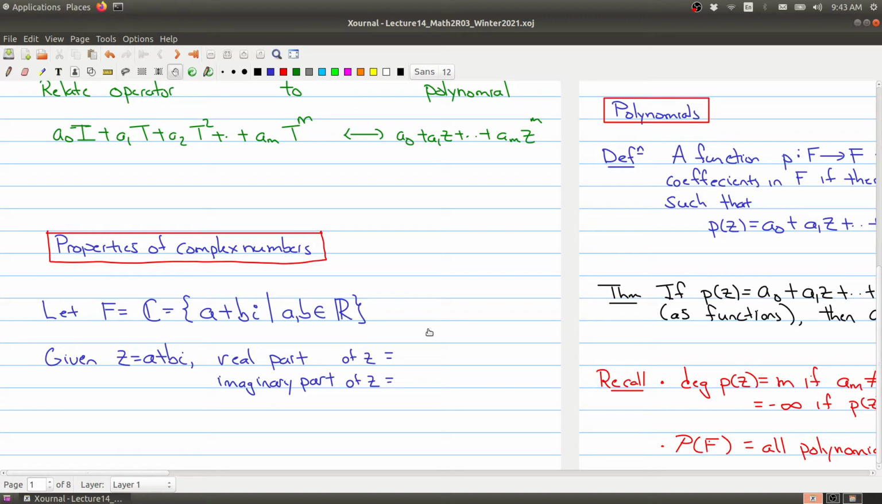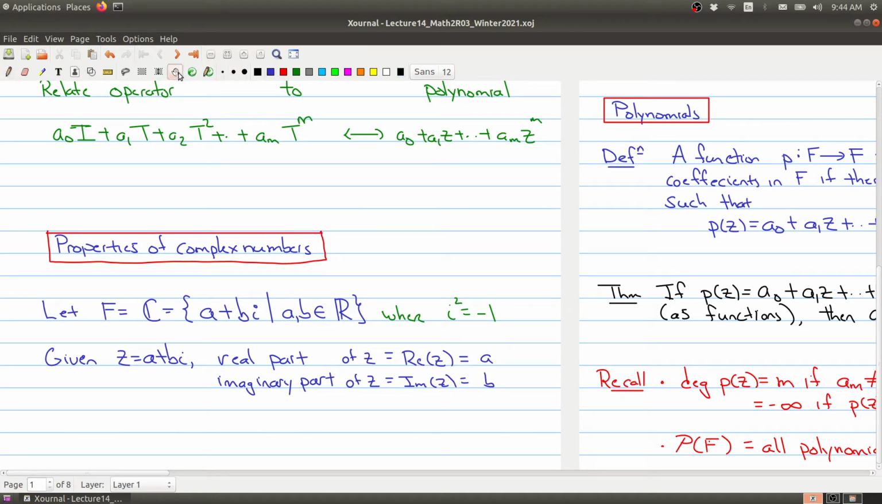And actually, we're going to take even a step further back and quickly recall some properties of the complex numbers. Recall that the complex numbers are the set of all numbers of the form a plus bi, where i squared is equal to -1. Given a complex number z, the real part of z, denoted Re z, is the a, and the imaginary part is the coefficient of the i, so this would be the b.